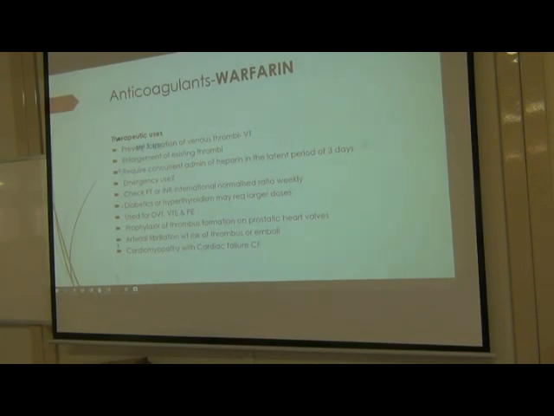Definitely, like heparin, it's used for prevention of thrombotic conditions. So can warfarin be used for emergency situations? No. Why not? The onset of action. The onset of action of warfarin is slow. It takes 3 days. So it cannot be used for emergency.